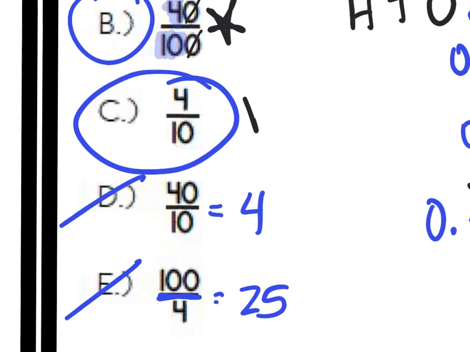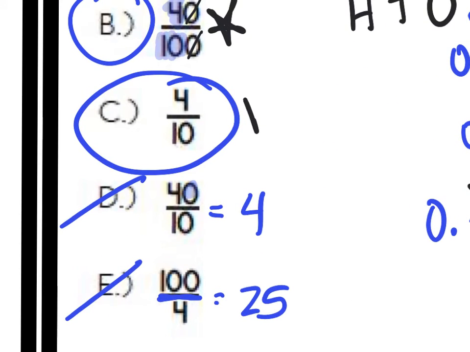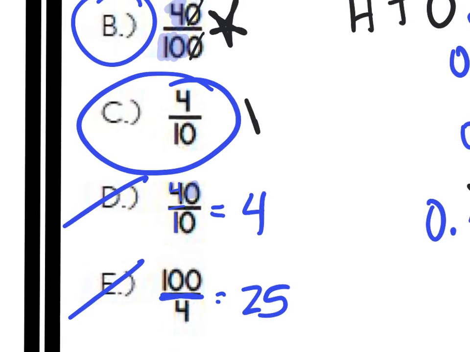So if I went down here to D and removed a 0 from top and bottom, I would still have 4 divided by 1, which would be 4, which would not be the same thing. So that's why that's not an option when I take off the zeros of that one.